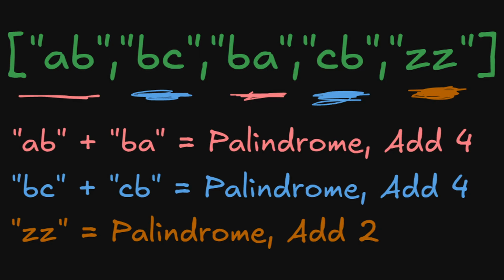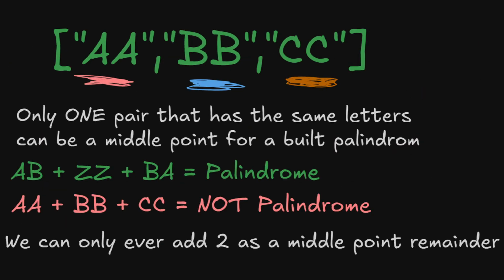And then for our palindrome, if we have a pair that has the same exact letters like ZZ, we can also say that that is a middle point of the palindrome, and we can add 2 to our expected answer, with that being the middle point. And that's the other piece of the problem: only words that have the same letter can be used as a middle point for our constructed palindrome. So for example, I'm given these 3 words AA, BB, CC. Even though they each have the same letters in the word, only one of them can actually be used as the middle point of the palindrome.